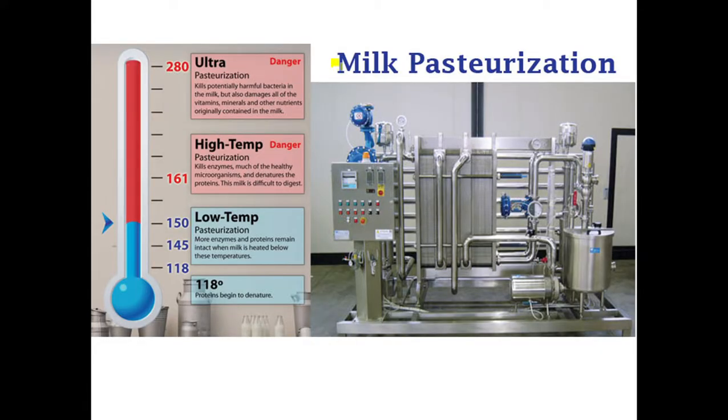Now, milk pasteurization has different steps. The temperature begins from 180 degrees to 200, up to 280 degrees, and it varies. In low temperature pasteurization, more enzymes and proteins remain intact when the milk is heated. Below 160, or between 150 and 180 degrees, many enzymes and proteins still remain intact. In high temperature, it kills the enzymes and much of the healthy microorganisms, and denatures the proteins. Denature means it breaks the protein. And this milk becomes difficult to digest.